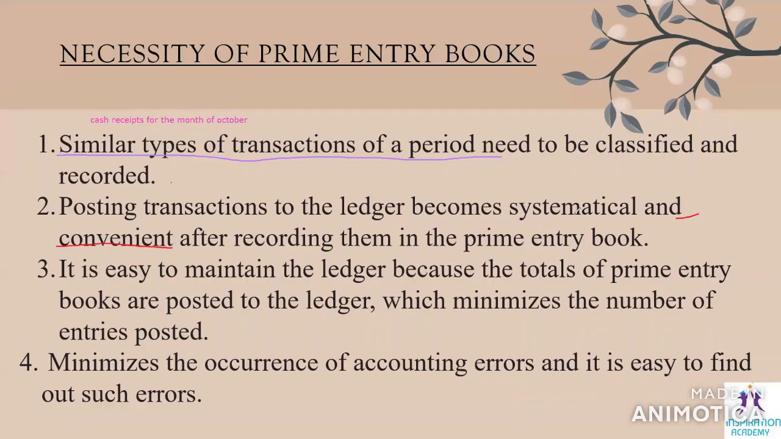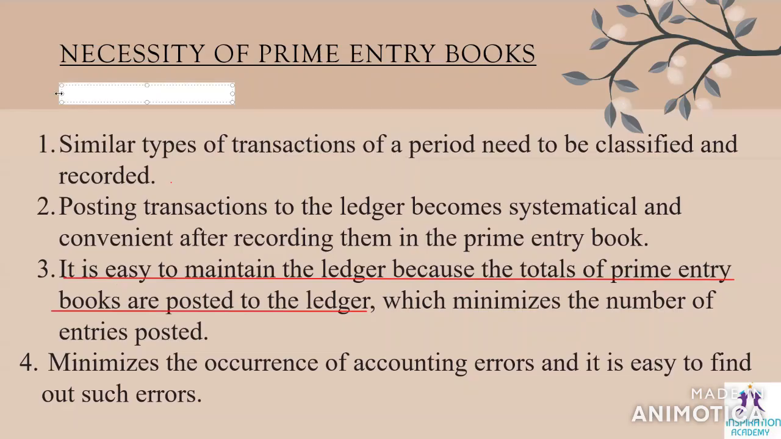Systematic and convenient after we record them in the prime entry books. Then it's easy to maintain the ledger because why? We take only the totals from the prime entry books to the ledger. Imagine the purchase journal, the total is debited to the purchases account.